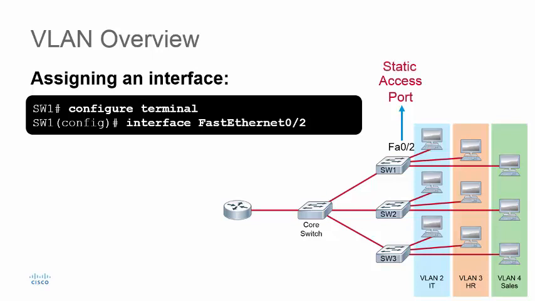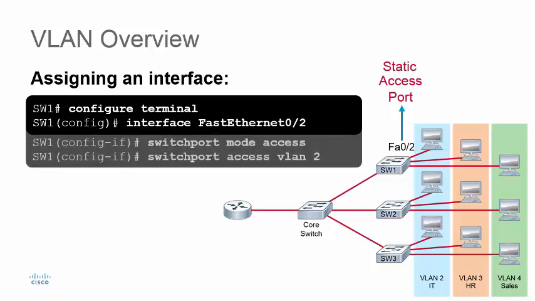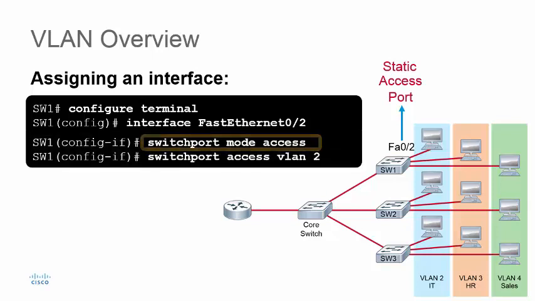To set the interface to access mode, use this command, switchport mode access. On most Cisco Catalyst switches, you can configure the VLAN port assignment from the interface configuration mode. You would use the command switchport access vlan.